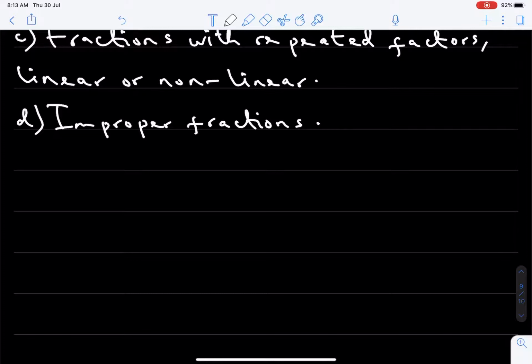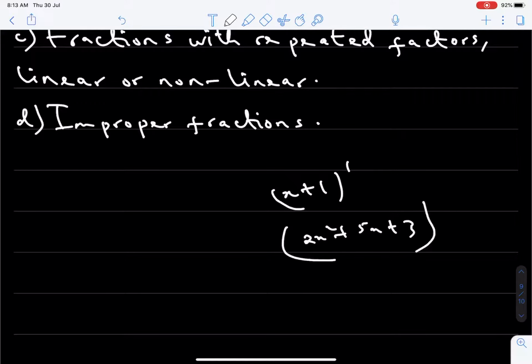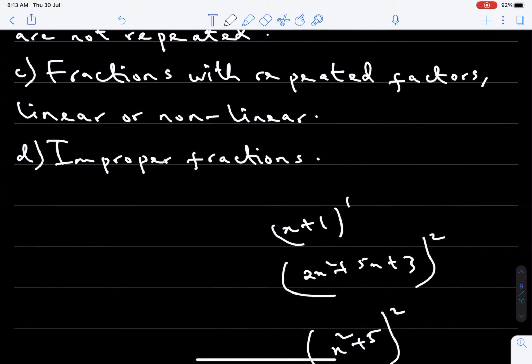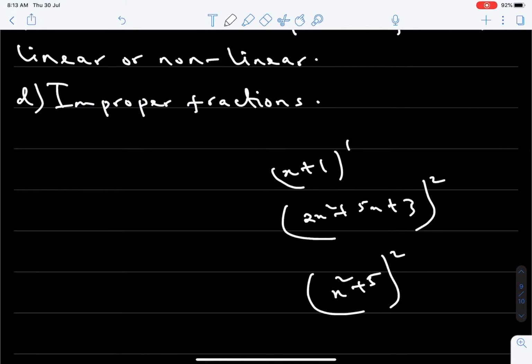Like I said, a repeated factor is one which has a power or exponent greater than 1. If I say, for example, 2x squared plus 5x plus 3, this is a quadratic factor. If it has a power greater than 1, then we say it's a repeated factor. If I say x squared plus 5, this is also a quadratic factor and it's non-factorizable. Anyway, it's a non-linear repeated factor if its power is greater than 1.